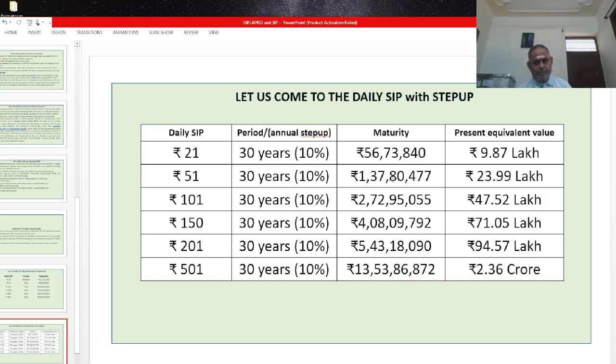Likewise, for 51 rupees, the maturity value is 1.37 crore. For 101, the maturity value is 2.73 crore. For 150 rupees daily with step up 10%, it's 4.08 crore. For 201 rupees, it's 5.43 crore. And 501 rupees, 13.53 crore. And the corresponding present equivalent day value of this 13 crore is 2.36 crore. In all this, the maturity becomes 2.5 times the fixed maturity amount.